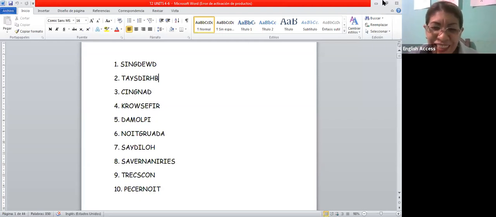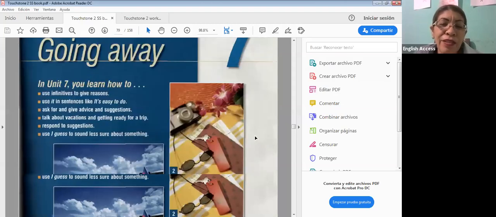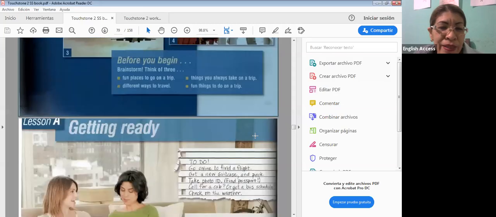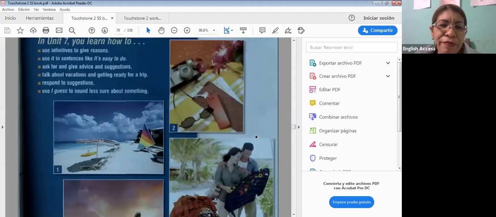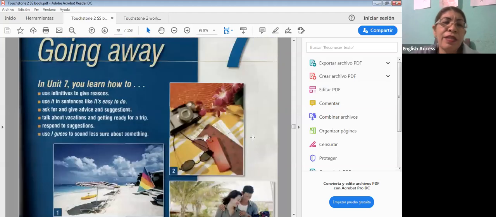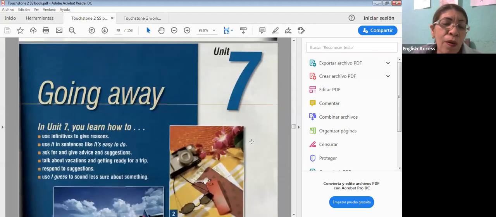Can you see? Yes. So this is what we saw in unit 4. So as I said before, we're going to begin today with unit 7. So let's go to your student book, page 65. This is unit 7. Unit 7 is called Going Away.